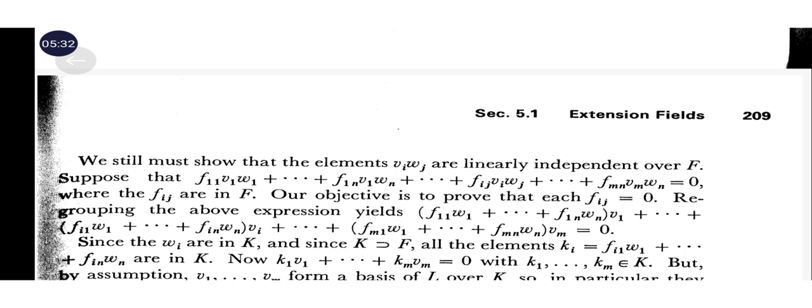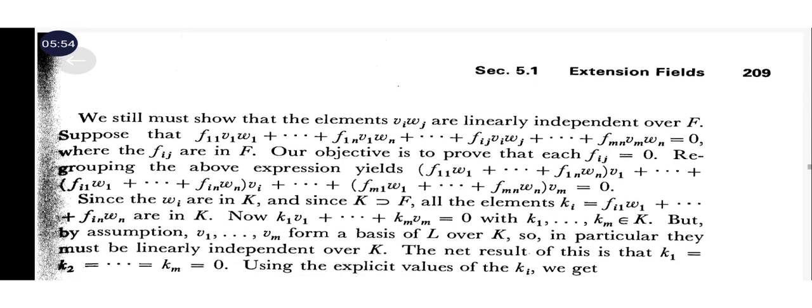We still must show that the elements Vi Wj are linearly independent over F. To check their linear independence condition, we take F11 V1 W1 plus and so on F1n V1 Wn and plus and so on Fij Vi Wj plus Fmn Vm Wn equal to 0, where the Fij are in F. Our aim is to show that each Fij is equal to 0. Then again, reordering the equation, we get (F11 W1 plus and so on F1n Wn) V1 plus and so on (Fi1 W1 plus and so on Fin Wn) Vi plus and so on (Fm1 W1 plus and so on Fmn Wn) Vm equal to 0.